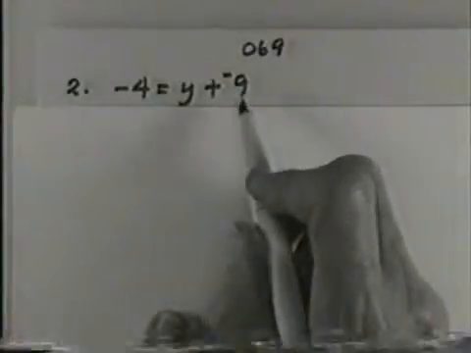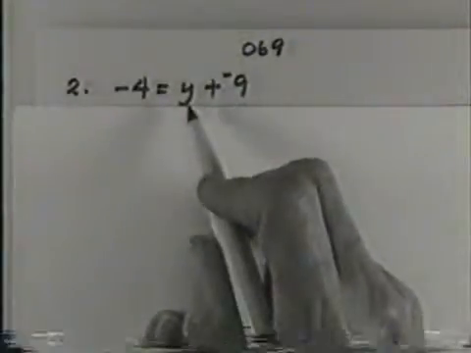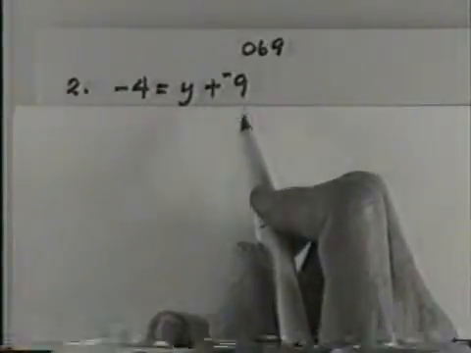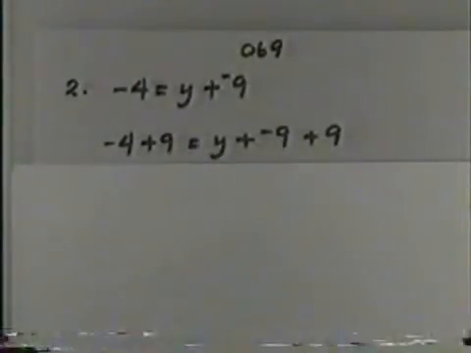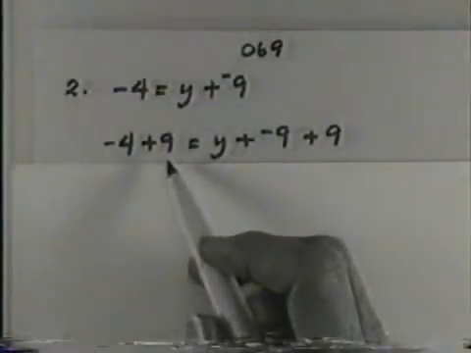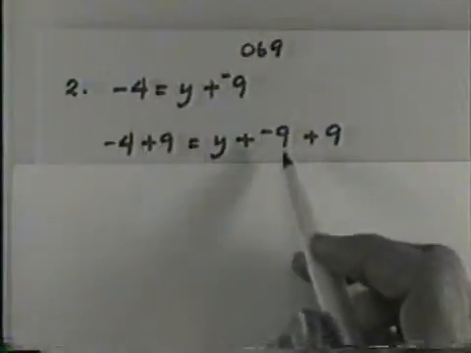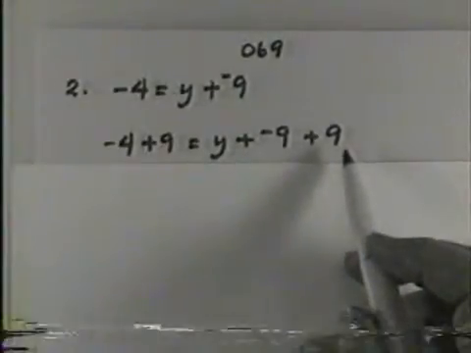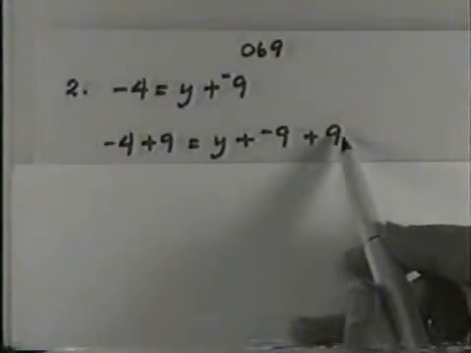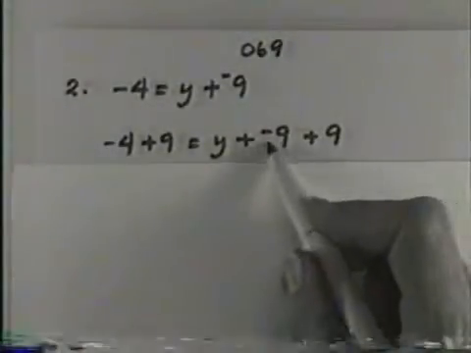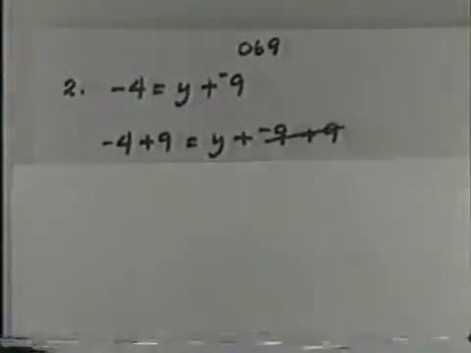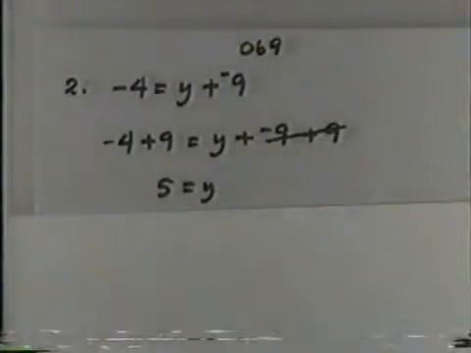Now we need to eliminate the -9. This is on the same side of the equation with the y. We'll add the opposite of -9, which is +9. So we'll add +9 to both sides of the equation. This gives us -4 add 9 equals y plus -9 add 9. Notice that the -9 and +9 on the right-hand side cancel. That leaves -4 plus 9, which is 5, equals y.